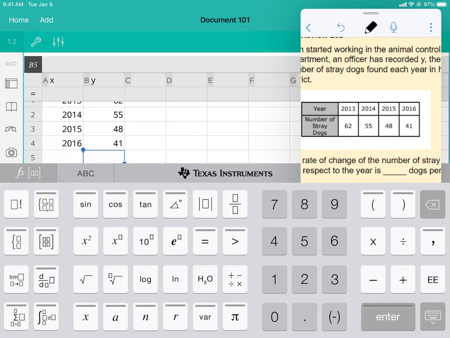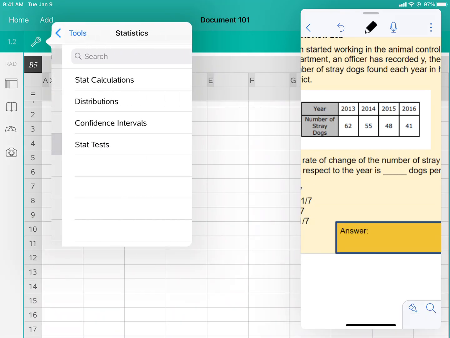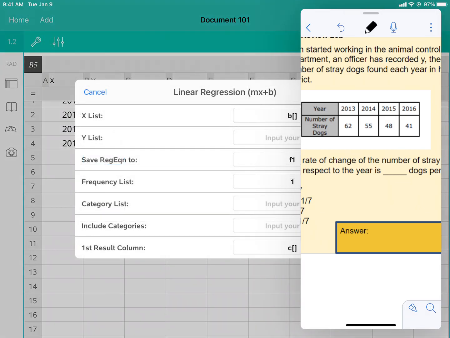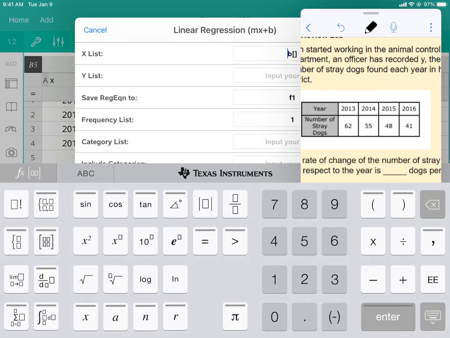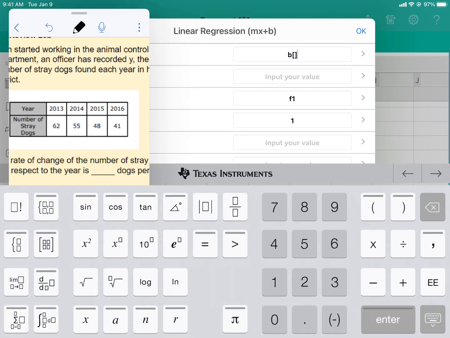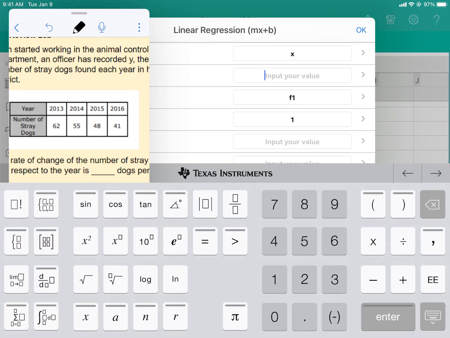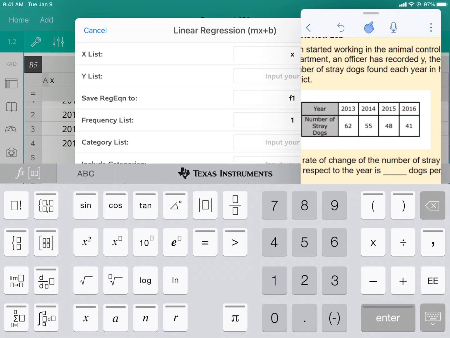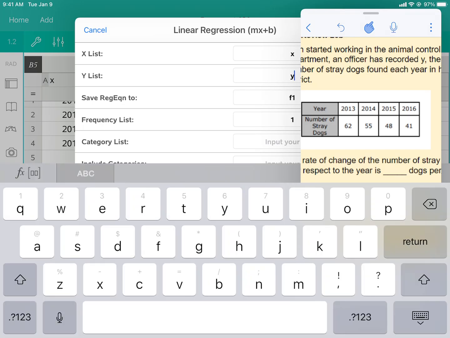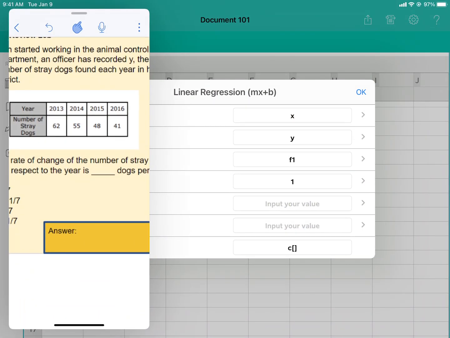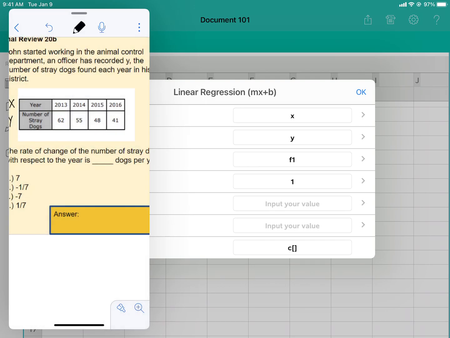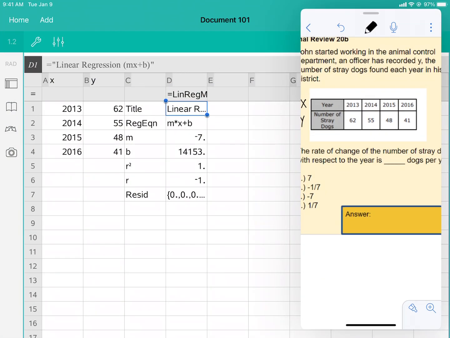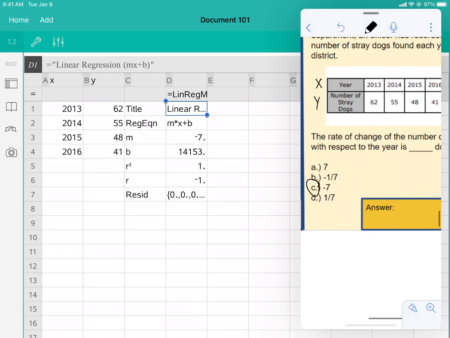Okay, so menu, statistics, stat calculations, linear regression mx plus b. For x list, I erase it and I'm going to type in x. So I'm going to scoot this over. Okay. For y list, I type in y. Got to scoot it back over. Okay, put it back on the pencil. There we go. Okay. And then it tells me that my slope is -7. Okay, which is answer choice C.